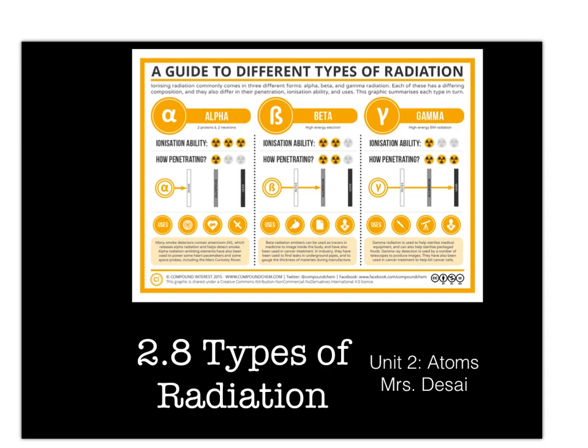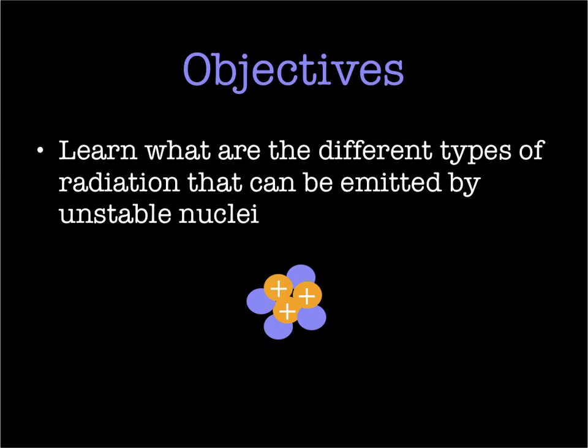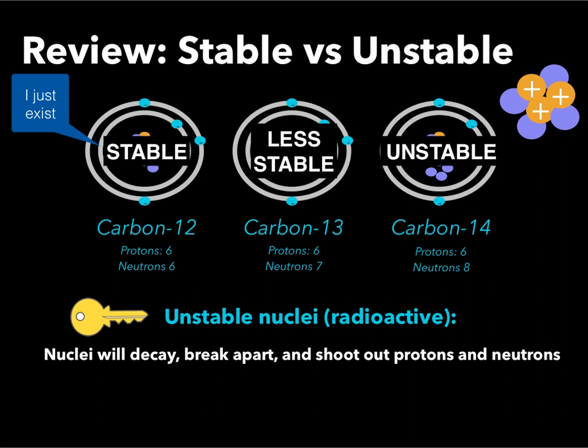This is our 2.8 video, types of radiation. In this video, we're going to learn what are the different types of radiation that can be emitted by unstable nuclei. First off, let's quickly review what it means to be stable and unstable.